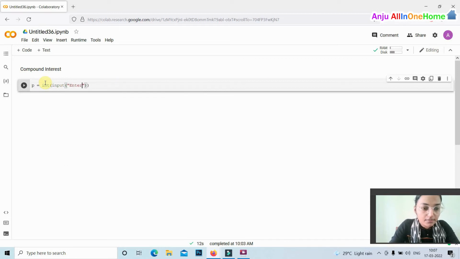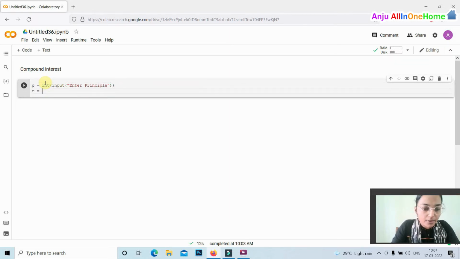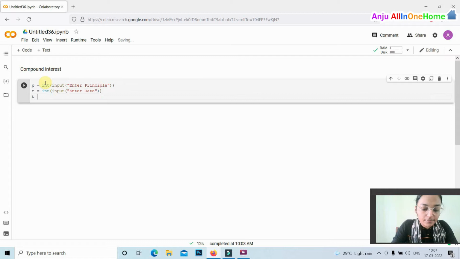In enter principal amount, then r equal to int input, enter rate of interest, then t equal to int input, enter time.